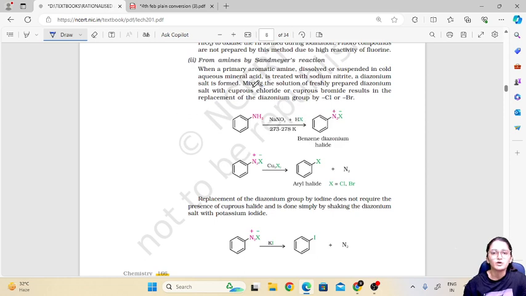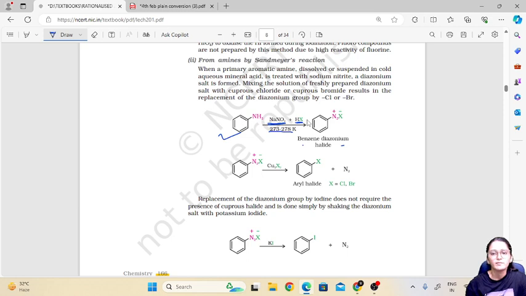Then the next very important reaction is Sandmeyer reaction. In that we take aniline. Aniline is treated with sodium nitrite. So this is sodium nitrite and hydrogen halide at 273 to 278 Kelvin. So we get an intermediate, that is benzene diazonium halide, which is further used to produce the product.